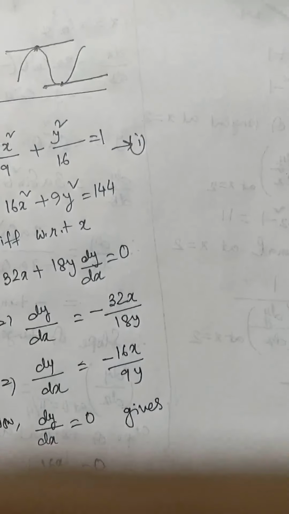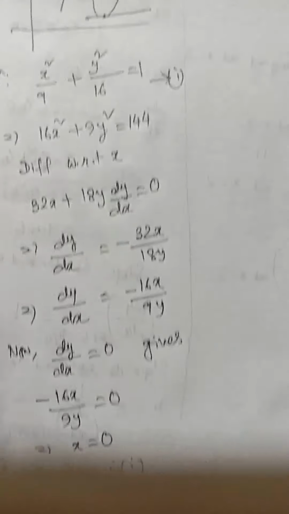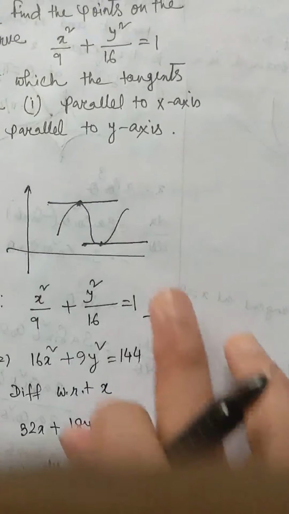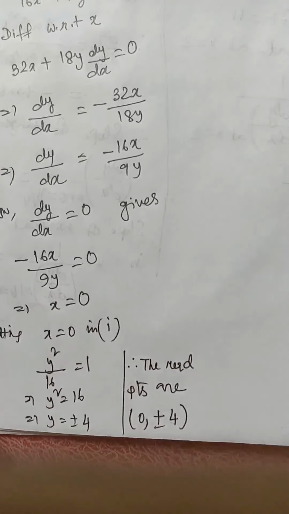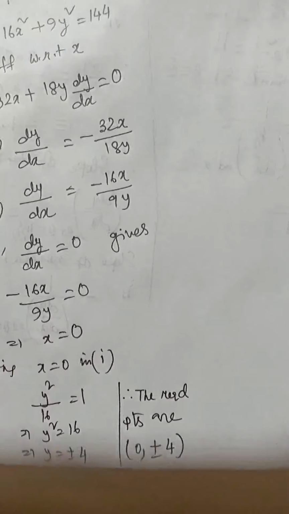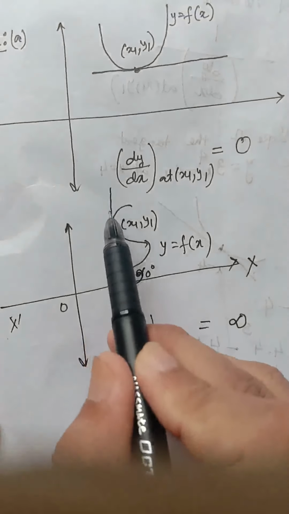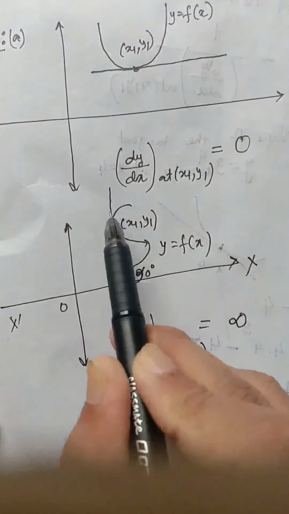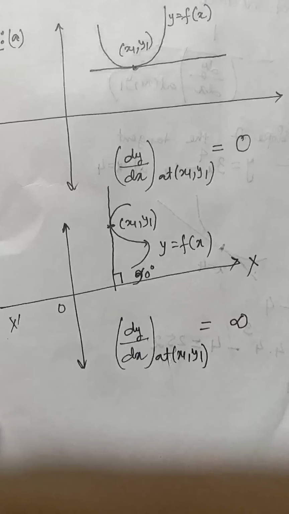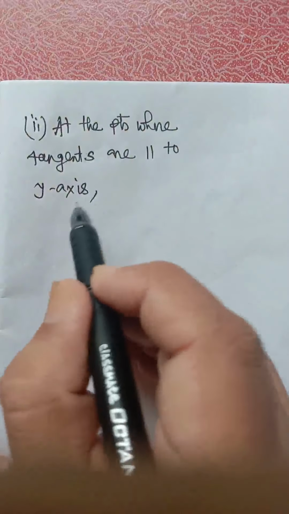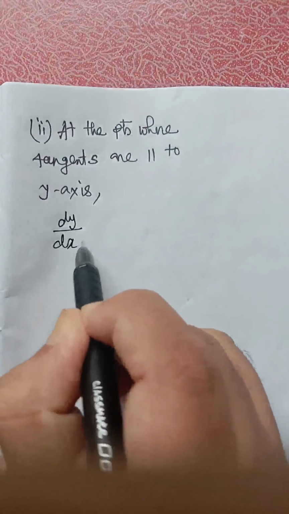Next part, what we have to find? We have to find the points where the tangent is parallel to the y-axis. We know at the points where the tangent drawn to the curve is parallel to the y-axis, the value of dy by dx is equal to infinity. So using this, we will write at the points where tangents are parallel to the y-axis, dy by dx is equal to infinity.